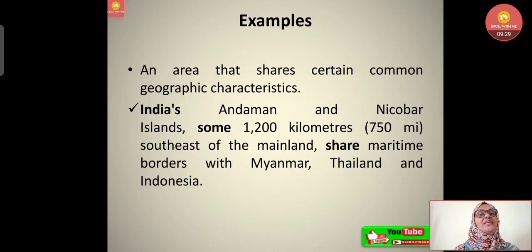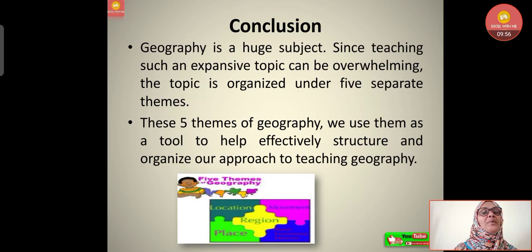Let's see the examples. An area that shares certain common geographic characteristics, that is India's Andaman and Nicobar Islands, some 1200 kilometers southeast of the mainland, share maritime borders with Myanmar, Thailand and Indonesia. They can share the land also, the soils, even the water bodies. So this is the example of such regions which share boundaries.